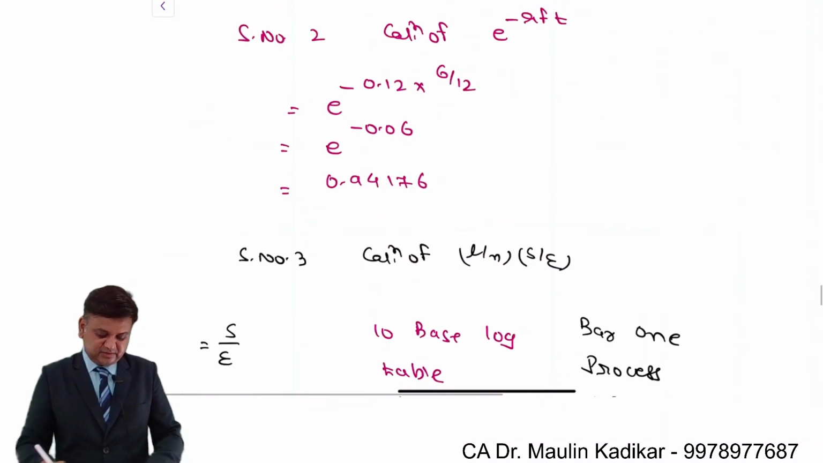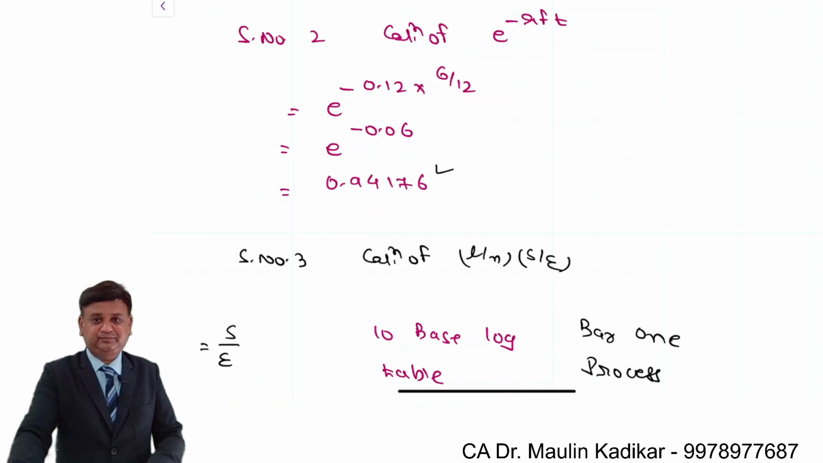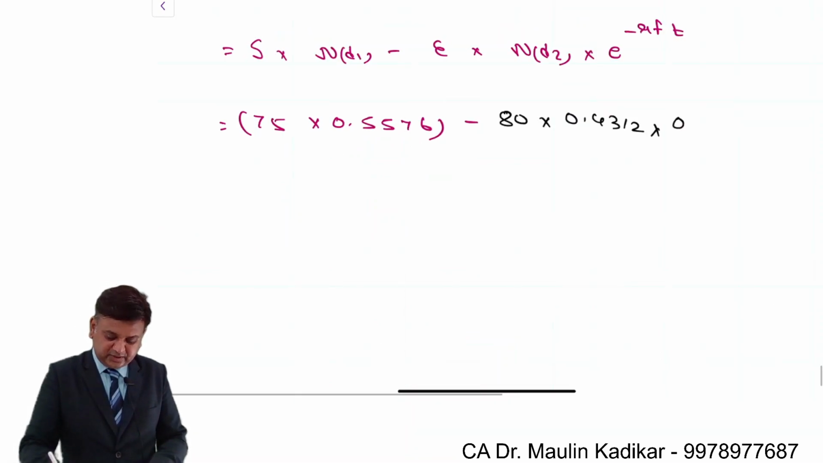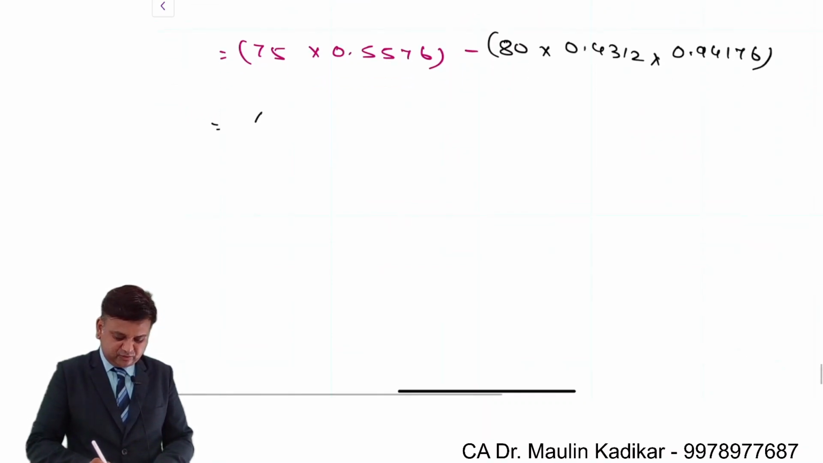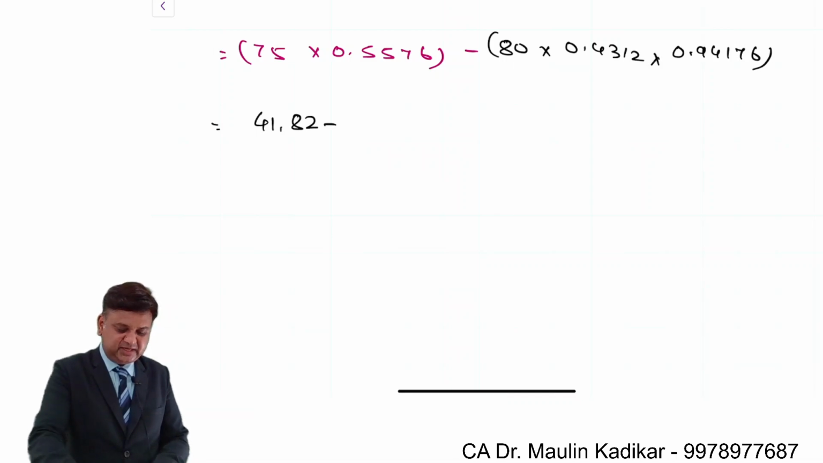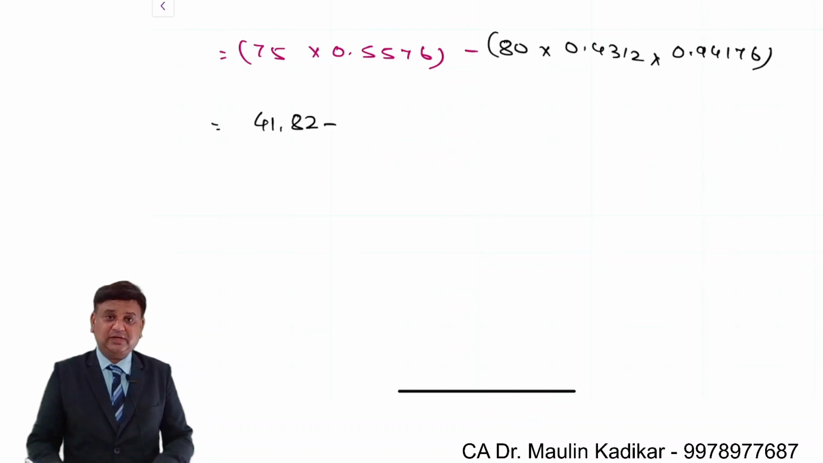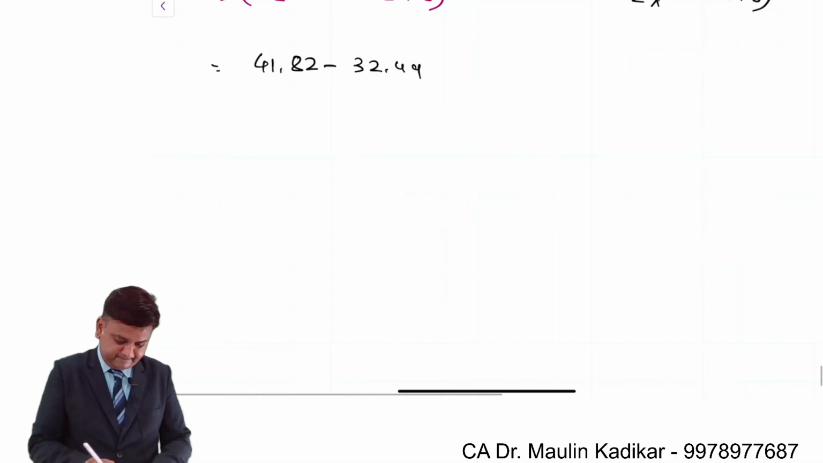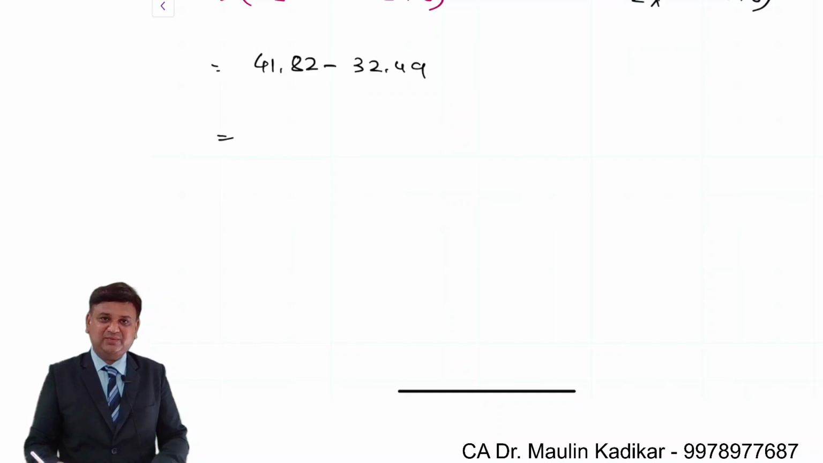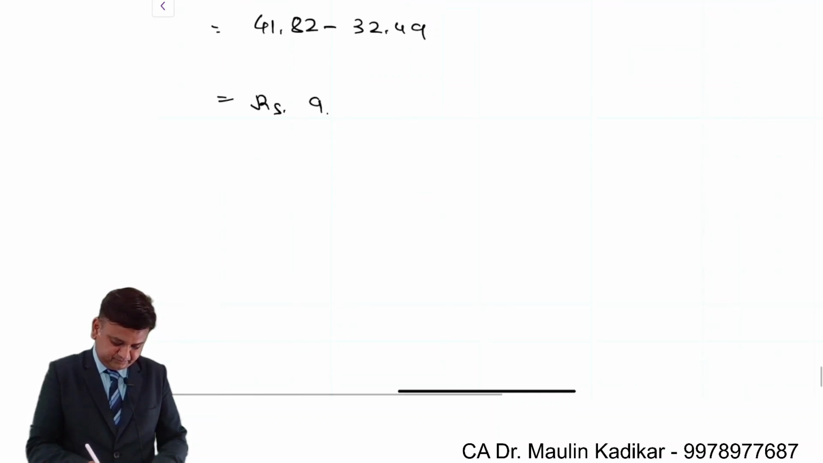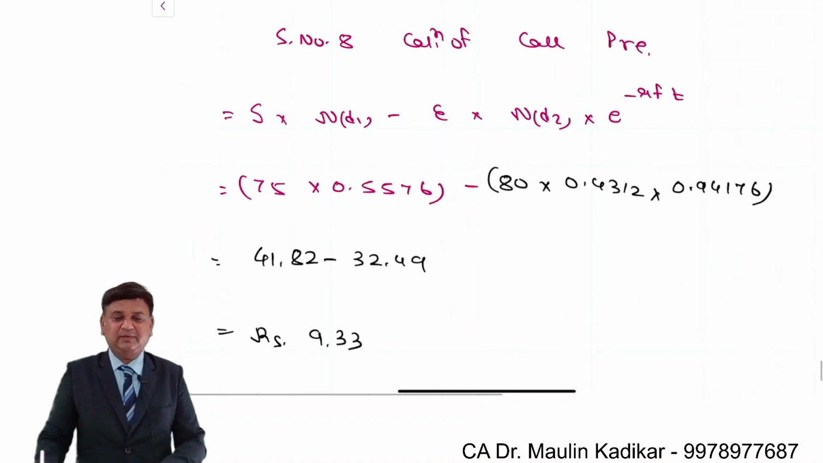The discounting factor is 0.94176. So 75 into 0.5576, that is 41.82, minus 80 into 0.4312 into 0.94176, 32.49. $41.82 minus 32.49, that is 9.33. That is where the call premium can be found.